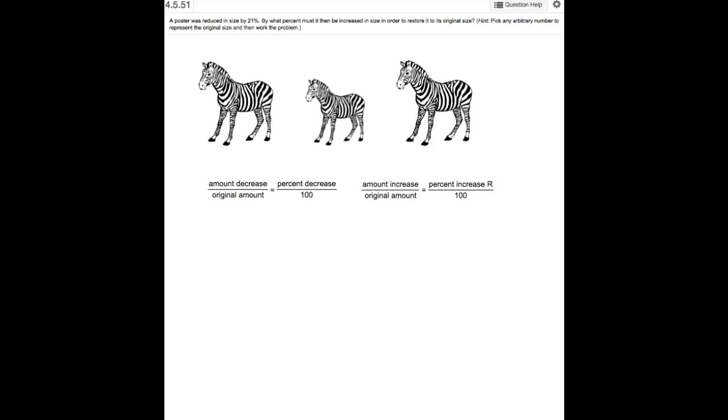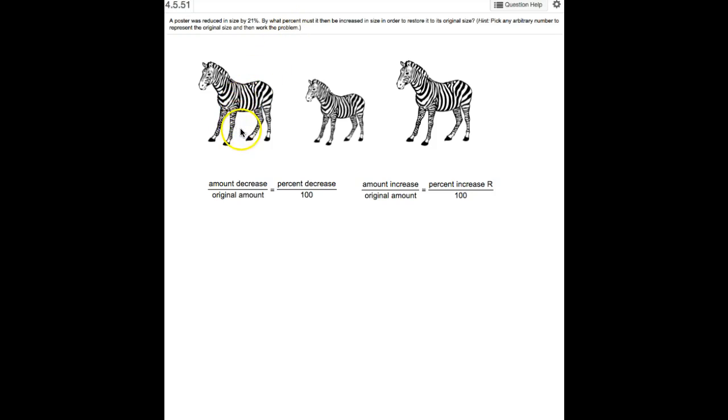4.5.51 from the test review. It says a poster was reduced in size by 21%. By what percent must it then be increased in size in order to restore it to its original size? They give you a hint: pick any arbitrary number to represent the original size and then work the problem.